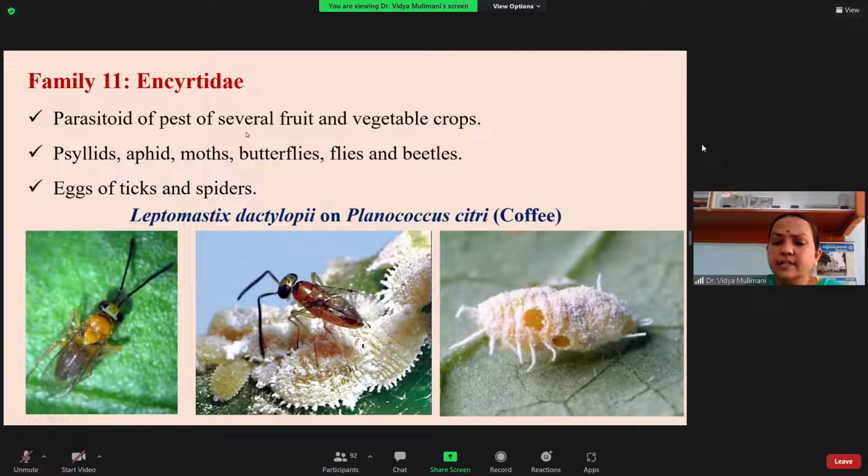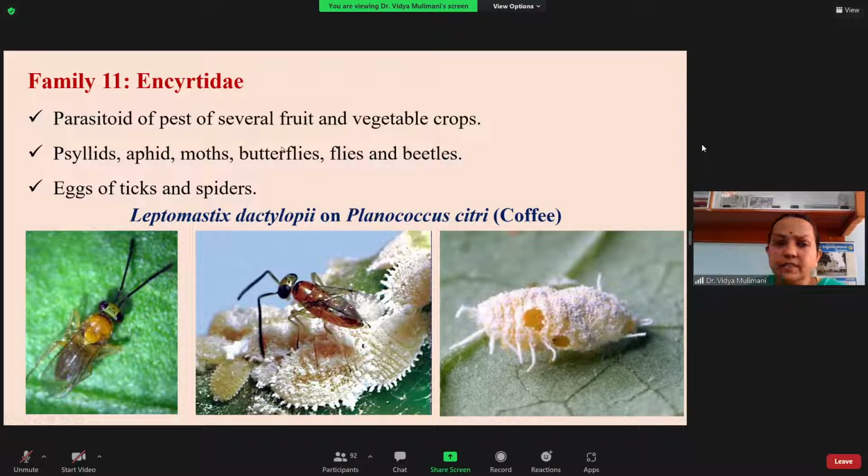Next you have the Encyrtidae. These Encyrtidae especially attack sucking insects. Here I am showing a photograph of the mealybug. These are very tiny. Encyrtids don't have a common name, so you can just call them Encyrtids.